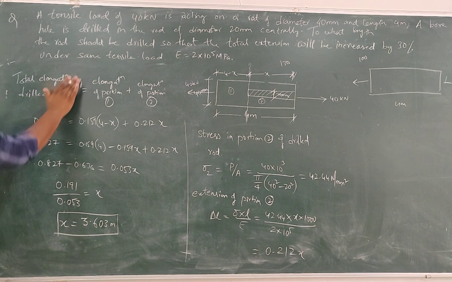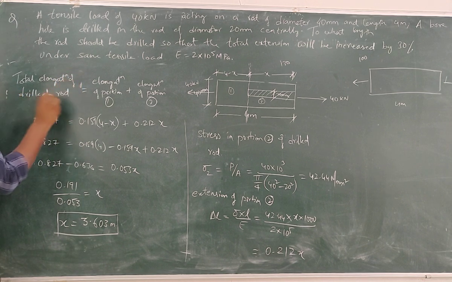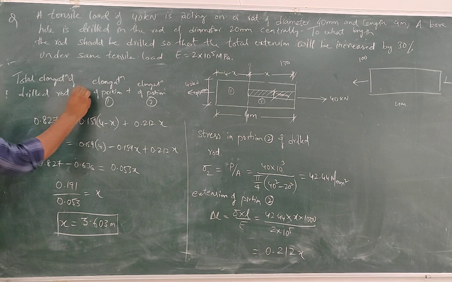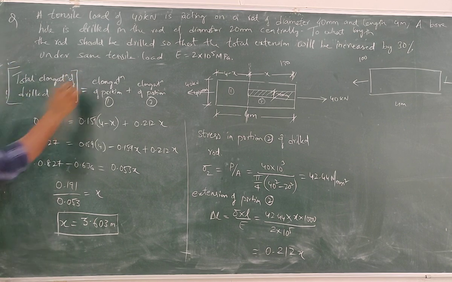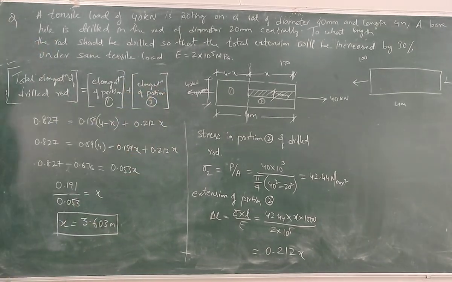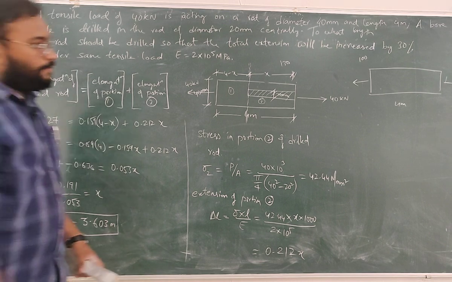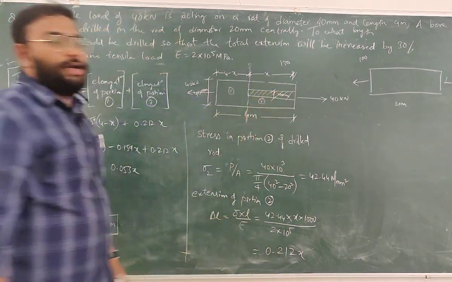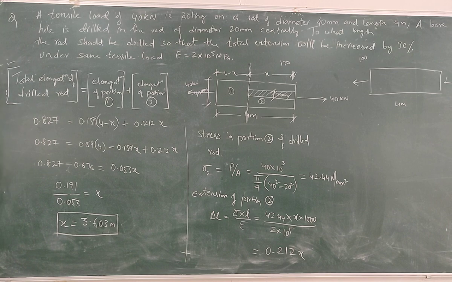Total elongation of the drilled rod. Elongation of the drilled rod is equal to, by using principle of superposition. So this length is 3.603 meters.